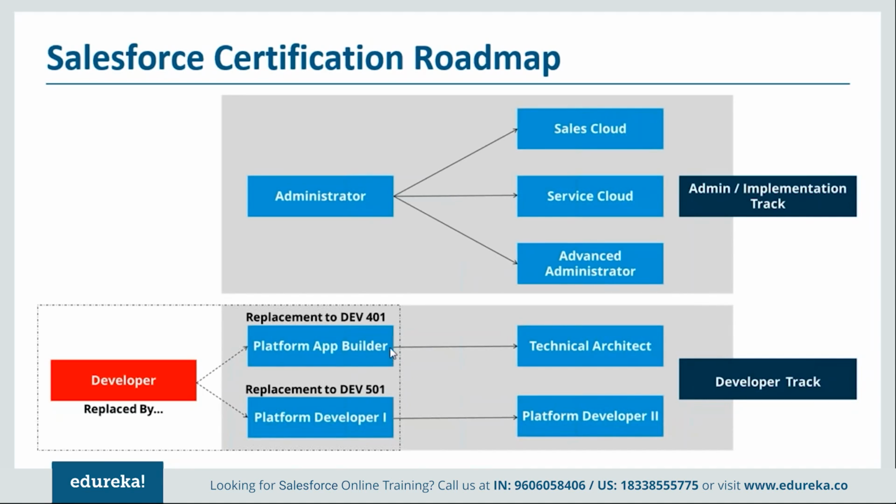So the Platform App Builder is all about building your application with the UI itself, or it could be done with programming logic. And these are the two certifications. Once you're done with these two basic certifications, you can go for any one of these advanced certifications. There is something called Platform Developer 2, which could be pursued after Developer 1. And then you have the Technical Architect certification, which can be pursued after your Platform App Builder. All right. The Technical Architect certification is a very senior certification, and this can be pursued even after your Platform Developer 2.